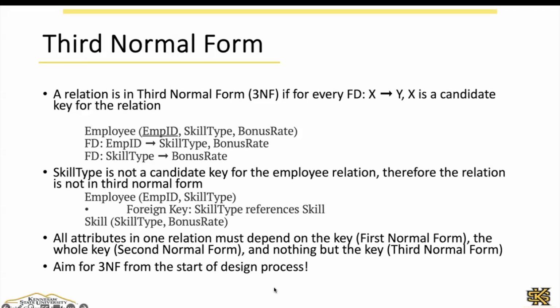That's the first normal form. They must depend on the whole key. That's the second normal form. And they must depend on nothing but the key. That's the third normal form. So remember, all attributes in one table must depend on the key, the whole key, and nothing but the key. If you follow this rule, your design and tables will be in the third normal form.